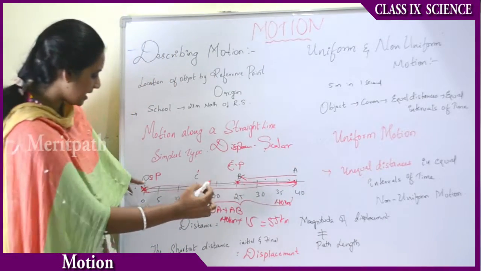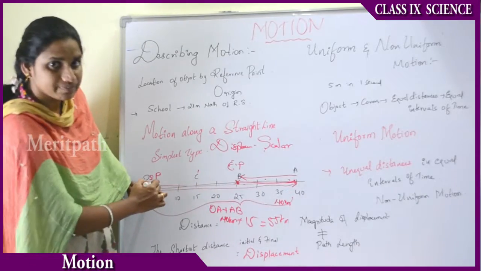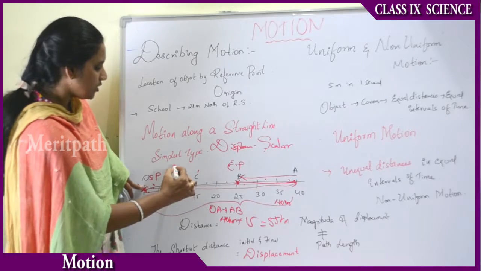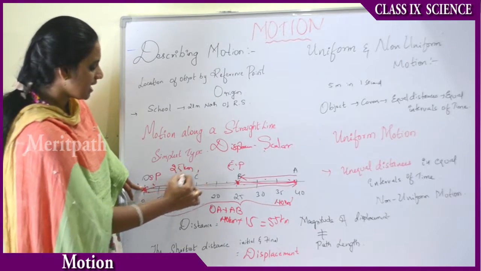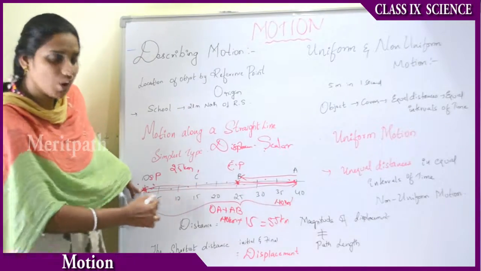That means this is the initial and final position. This is the distance between these two, that means 1, 2, 3, 4, 5. That means 25 kilometers is the shortest distance. That is the displacement of the object.